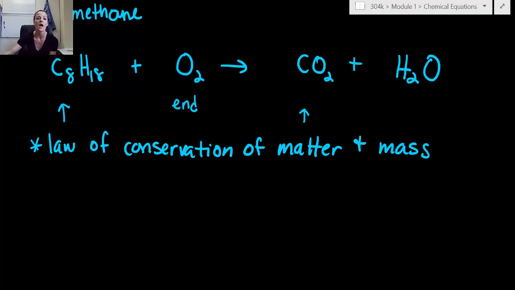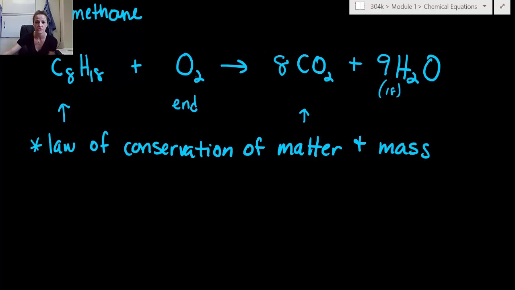So let's start here. I have 8 carbons on my left side, so I need to have 8 carbons on my right side. So I'm going to add an 8 right here. Now let's check my hydrogens. I have 18 hydrogens here. I go over here. I have 2 on this side. So I need to make this number 18. So I know that 9 times 2 gives me a total of 18 hydrogens. Okay? So now I need to check my oxygens.